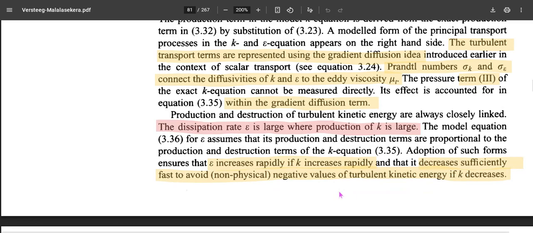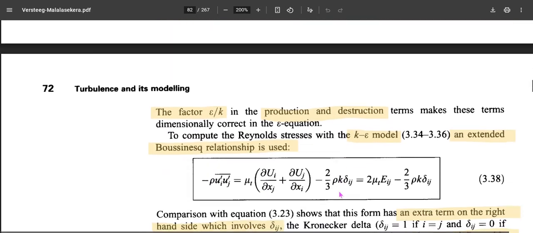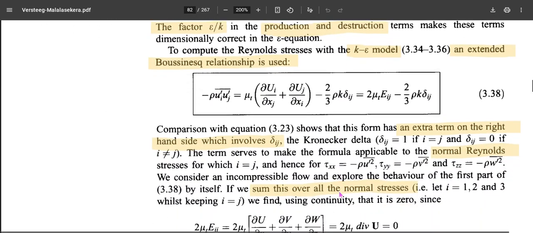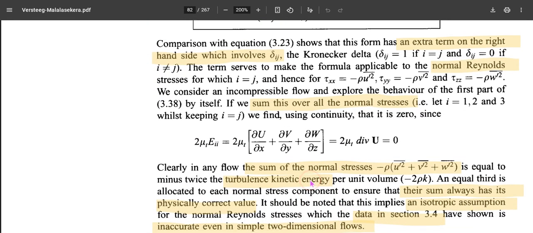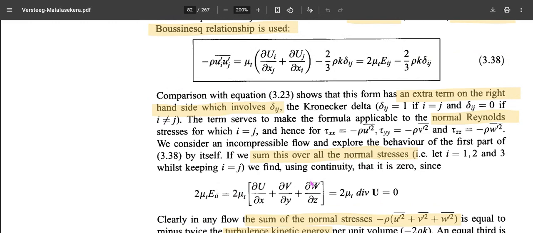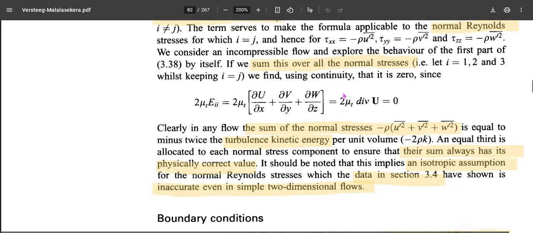So this is all about the K epsilon turbulence model, and this is how we model the Reynolds stresses using K and epsilon. The mixing length model doesn't have these additional terms, but this one has an additional term, because when all the normal stresses are added, it would become zero, but here it ends up with non-zero values, and it gives some physical reality.